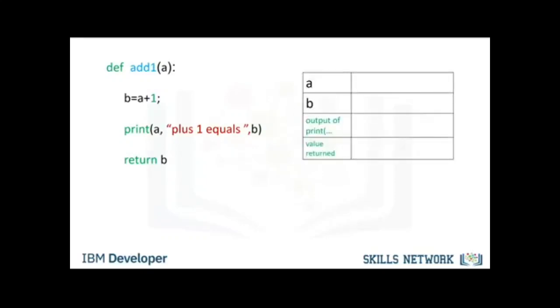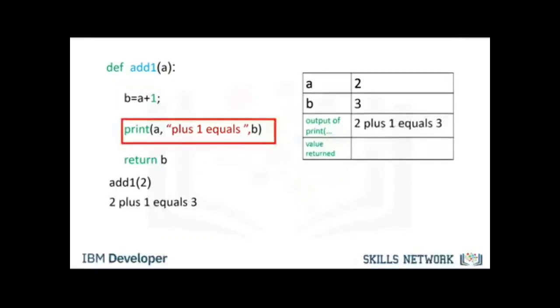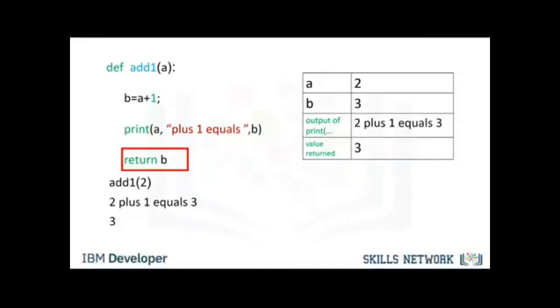Let's use this table to represent the different values as the function is called. We call the function with an input of 2. We find the value of b. The function prints the statement with the value of a and b. Finally, the function returns the value of b, in this case 3.